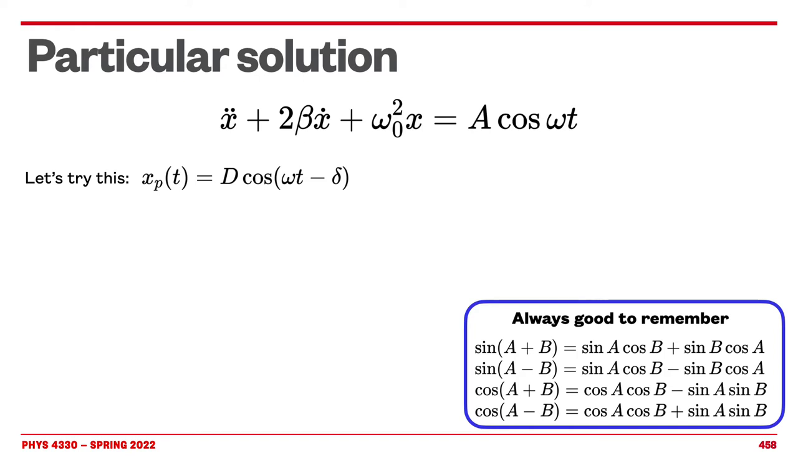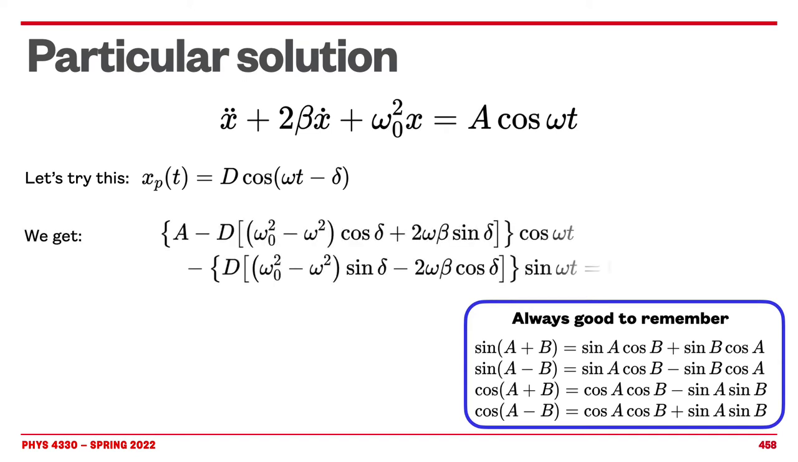And then what we do, we insert xp as a possible solution into the equation on the top, and then we end up with those two equations. What we see here, which is interesting, is that we have a term in front of cosine omega t and a term in front of sine omega t. However, cosine omega t and sine omega t are linearly independent functions. Therefore, in order for this equation to be true for any time, we need the two coefficients in front of cosine omega t and in front of sine omega t to be zero. And by doing so, we will be able to determine the two unknowns, which are D and delta.